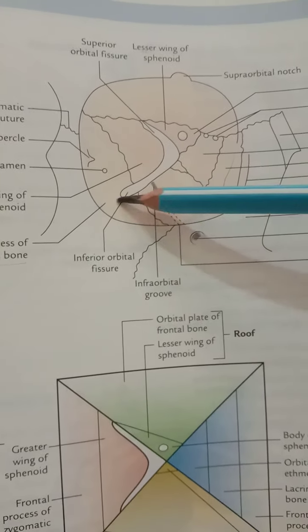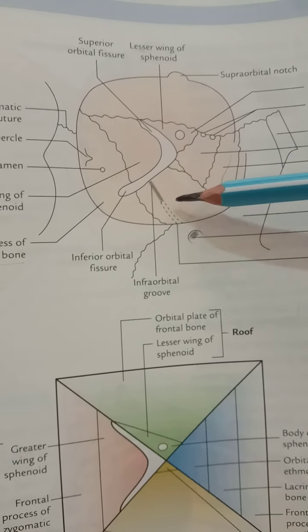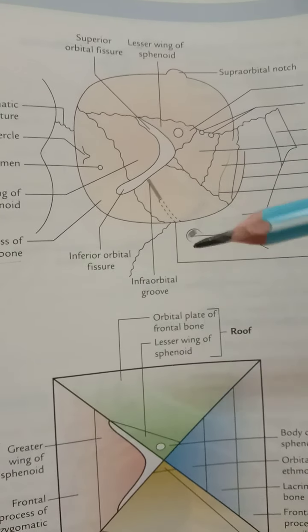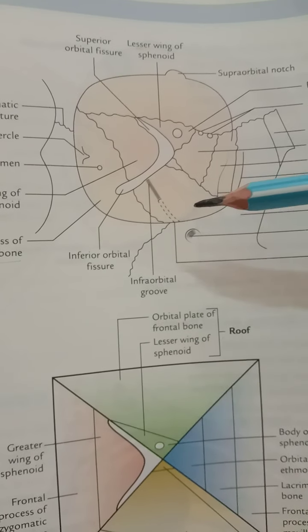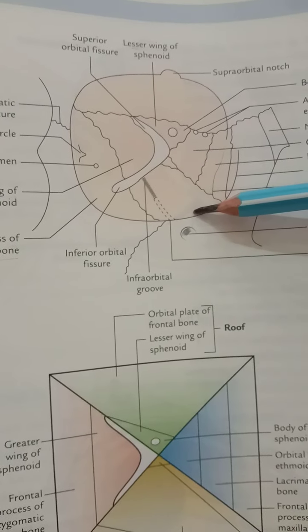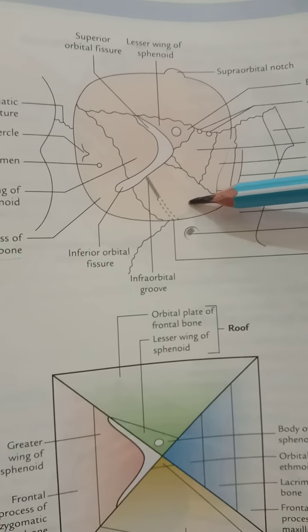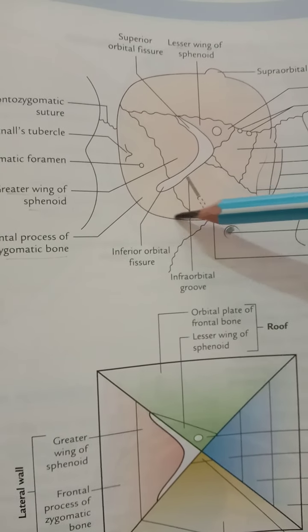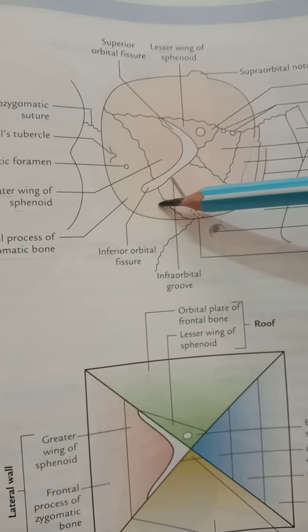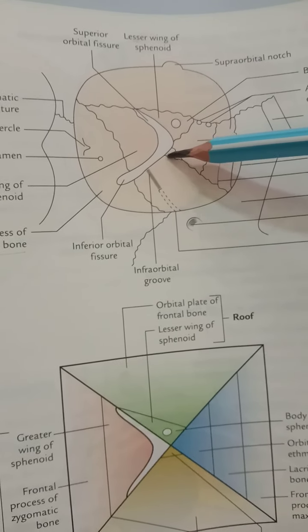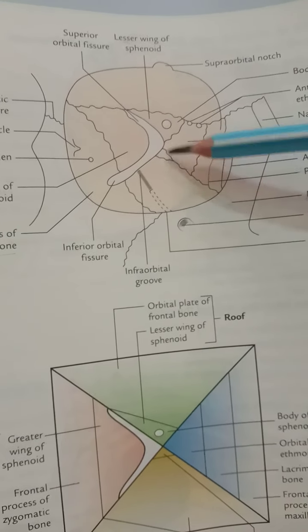Then the floor, this one. The floor is formed by three bones: the orbital surface of the body of maxilla, this part. Then second, the orbital surface of the zygomatic bone, this. And third, the orbital process of the palatine bone, this small part.